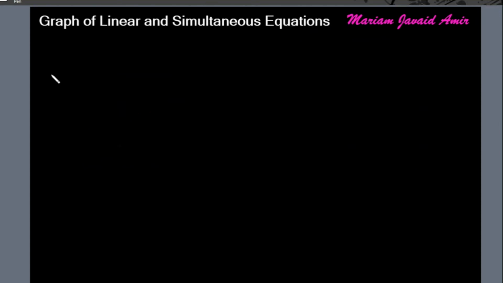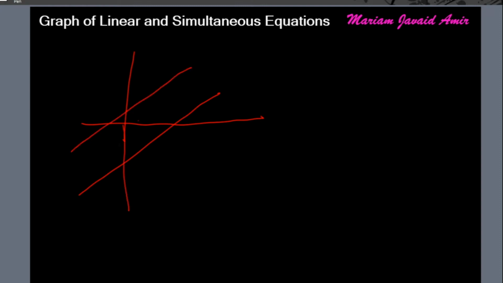Also, if two lines are parallel, let's say we have this line and another line, if they are parallel, then their slopes should be equal. In this case, slope of line 1 should be equal to slope of line 2.